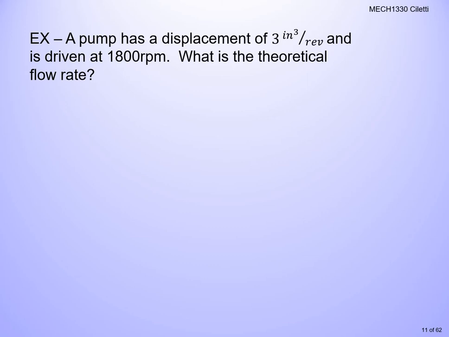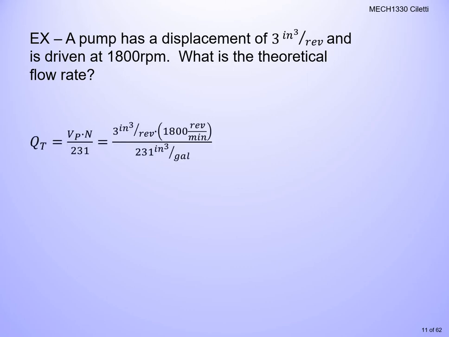We have a pump. It has a displacement of 3 cubic inches per revolution and is driven at 1,800 RPMs. What's the theoretical flow rate? So literally we can calculate Q just by plugging into the equation on the previous slide. 3 times 1,800 divided by 231. Okay, and then we got to pay attention to the units that cancel out here. Remember, flow rate is in gallons per minute.